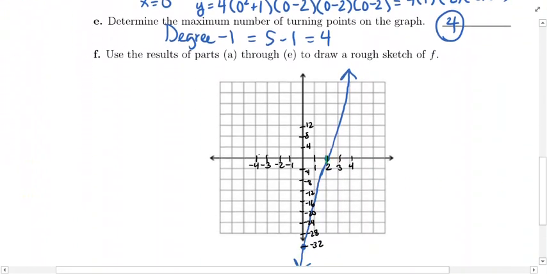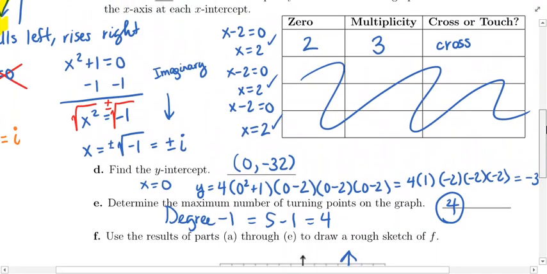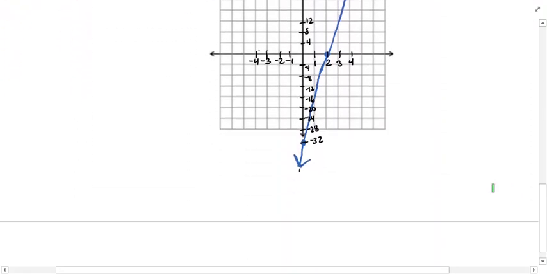Yes, here it is. You're crossing the x-axis at 2. You're going from below to above the x-axis, so that looks good. And that's your only x-intercept. You have a y-intercept at (0, negative 32).